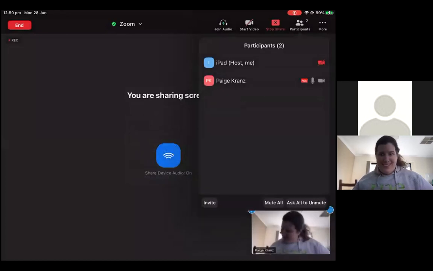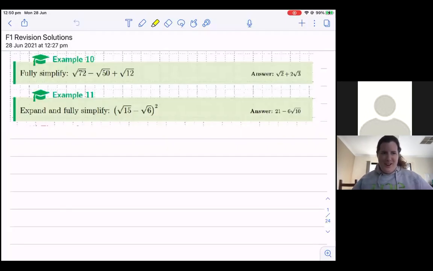Okay, I think this is working. Out of the hang of it. There we go. So just going through the revision solutions for the functions PDF. I'm just going to be working through these really quickly.